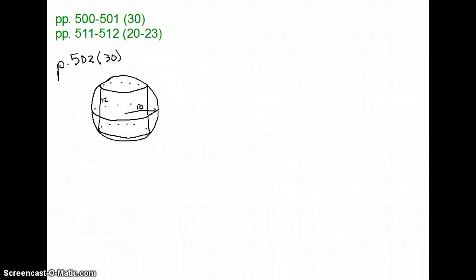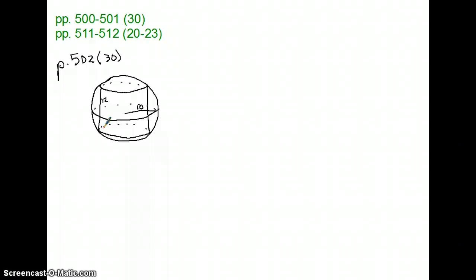All right, last one on page 502. This one looks kind of crazy because you don't really know what you're looking at here with the radius of that cylinder. The thing is, it says it's a cylinder with height 12 is inscribed in a sphere, meaning these circular edges both touch the sphere completely, with radius 10. Find the volume of the cylinder.